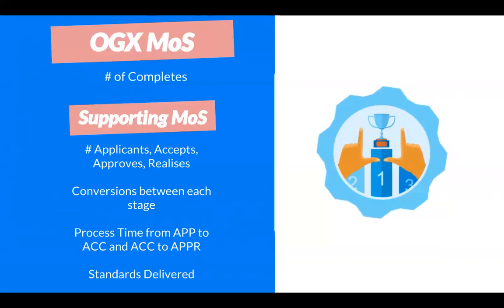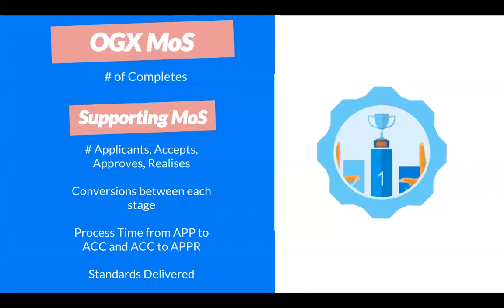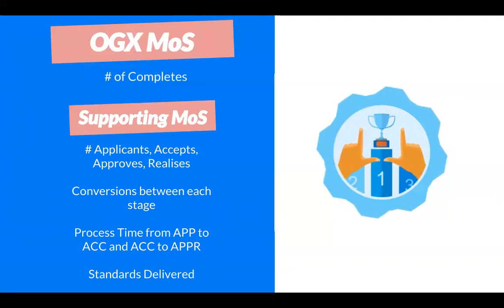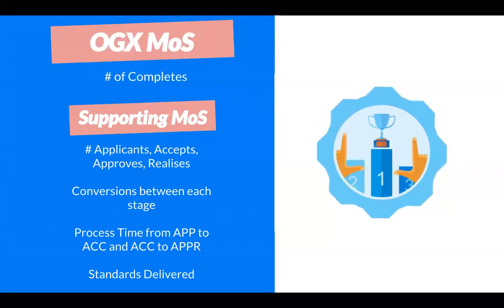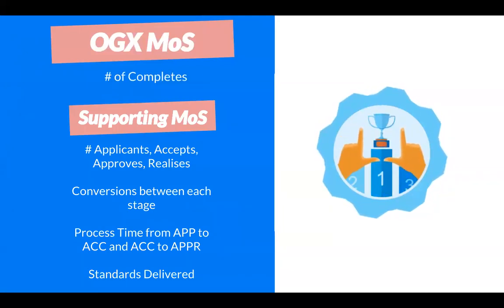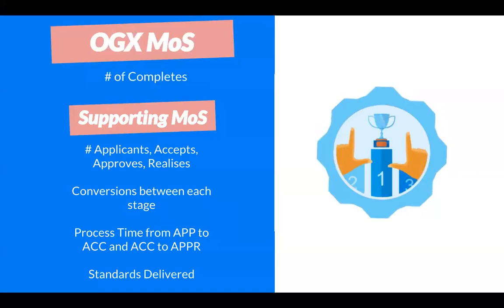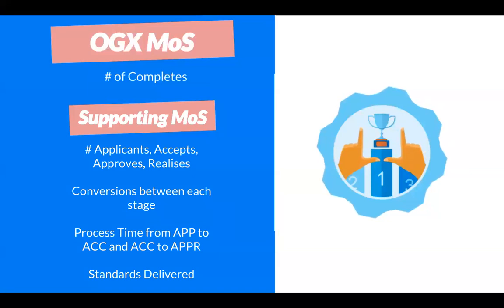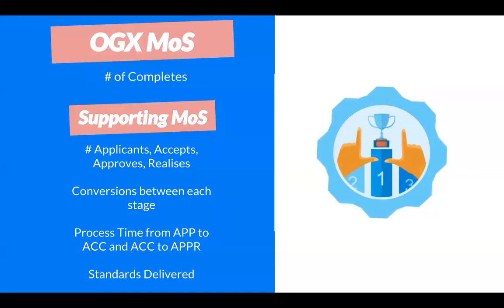The supporting measures of success in order to get towards the complete MOS are the number of applicants that we get, the number of accepts, the number of approves, and the number of realizes. So it's the number of people that we bring in from opens through to applicant, through to accept, through to approve, through to realize, and then finally through to complete. Other additional measures of success for us are the conversion between each of these stages.